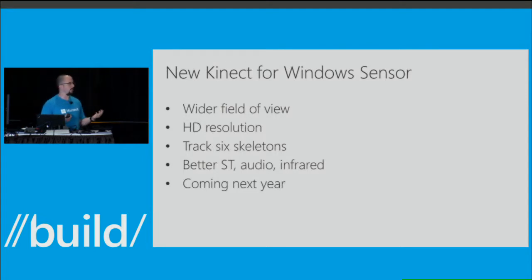if you've been paying attention to what we've been saying about the new Xbox One, we know that the new Kinect has a wider field of view and HD resolution. The current resolution on the color camera on this one is 640 by 480, so this is full 1080p resolution. We can track 6 skeletons with the new sensor instead of the 2 that we do today. And it has better skeletal tracking. Instead of 20 skeletal joints, we have 25. The skeleton's more anatomically correct and more stable, with less jitter. The audio's better, the infrared is better, cleaner, and higher resolution. And my team has announced that there will be a new Kinect for Windows sensor coming next year.